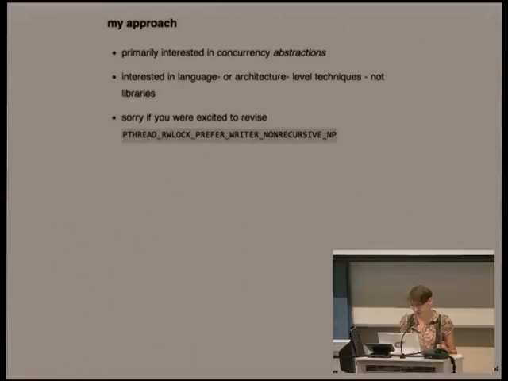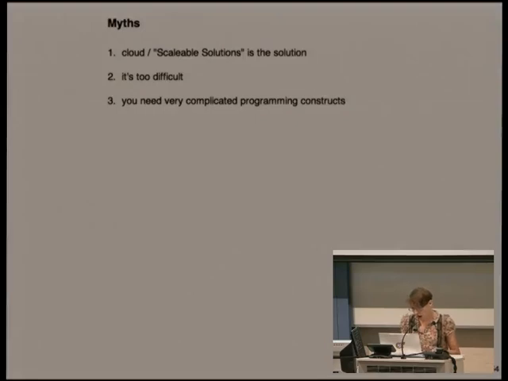So my approach is really to think about concurrency abstractions. I'm more interested in what you can do at the level of what the language actually offers you, rather than what a library can do. So I'm not interested in things like this, which you can do with C. I really don't think anyone should be using something like the pthread API with what we have now.